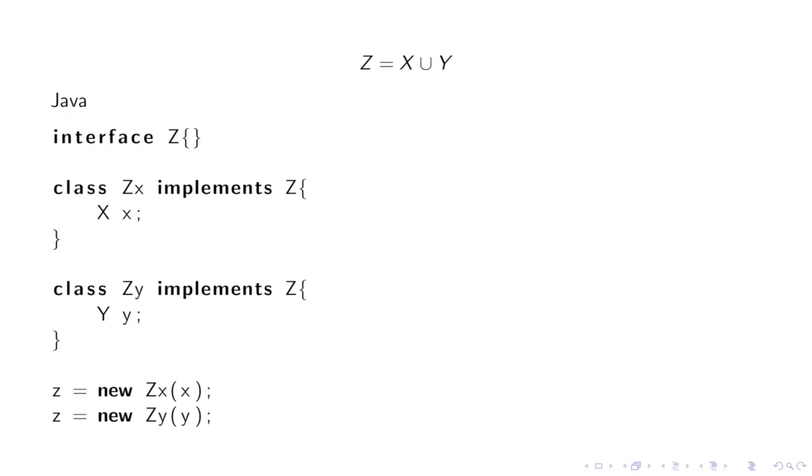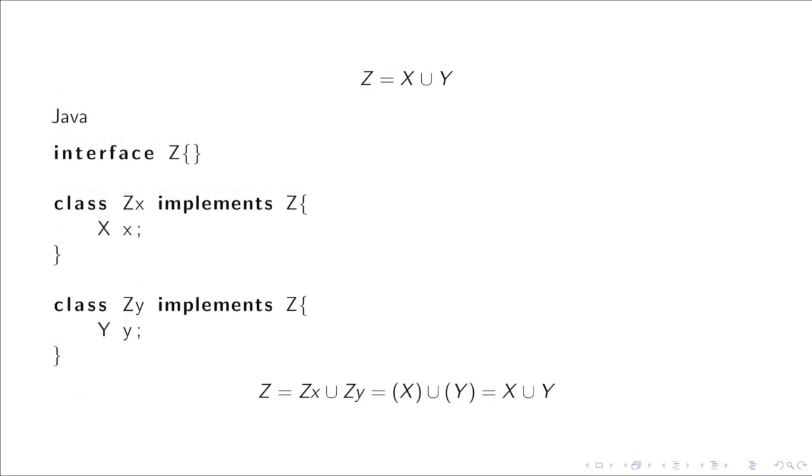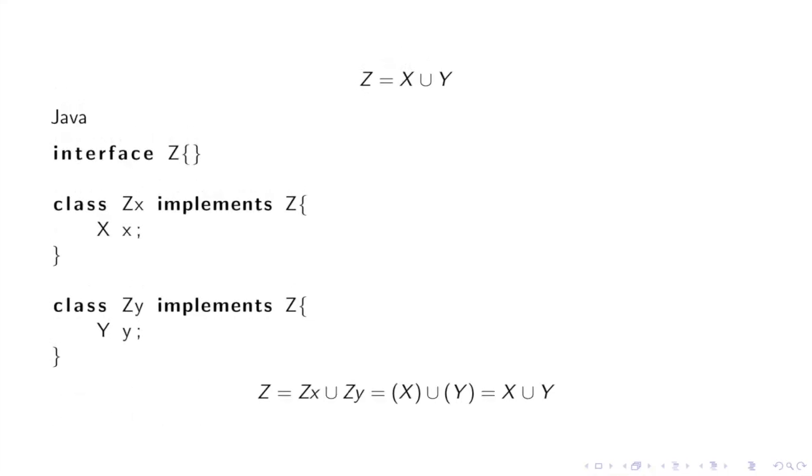Consider this example. Here, the class Z has two implementations, and one of them allows for storing x, while the other allows for values of y. Then we can assign either of those implementations to any variable of Z. Hence, Z either carries values of x or y. Notice that those two classes implementing interface Z are unary tuples themselves.